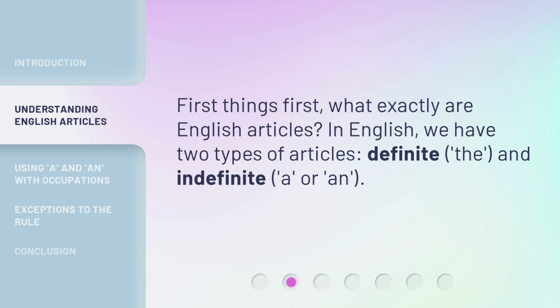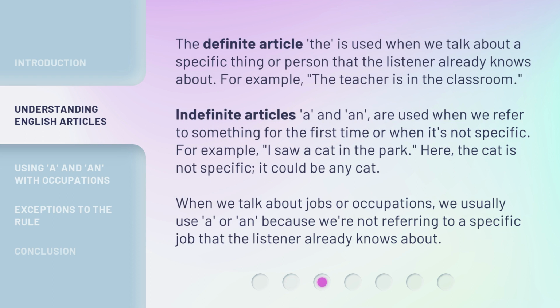First things first, what exactly are English articles? In English, we have two types of articles: definite, the, and indefinite, a or an. The definite article, the, is used when we talk about a specific thing or person that the listener already knows about. For example, the teacher is in the classroom.